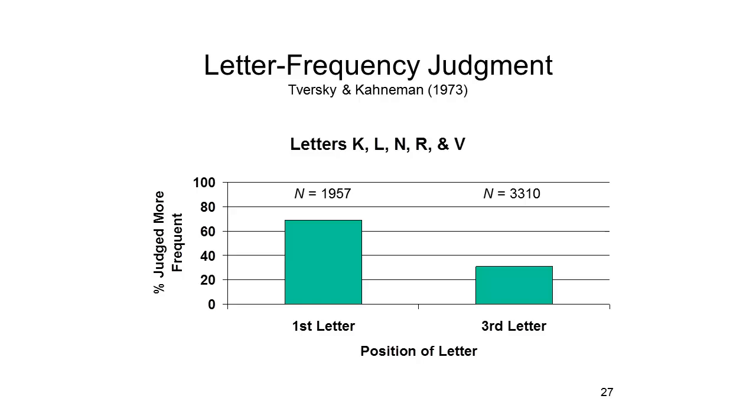That is, there are about half again as many words that have these letters as their third letter than have the letters as their first letter. The problem is it's easier to think of words that begin with a letter than to think of words that have that letter in their third position. We base our judgments of frequency on the ease with which we can retrieve relevant information, and that's exactly what the availability heuristic is all about.